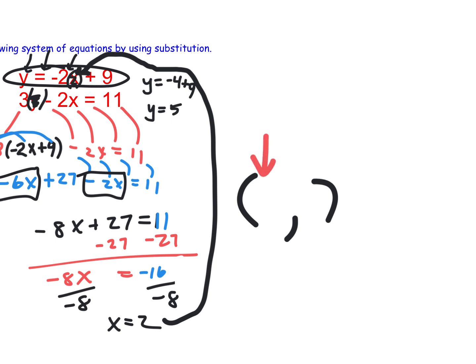What goes first in a point? X. Now what goes second in the point? The y. 2 comma 5. Who had 2 comma 5 for us? Okay, good. That's solving a system by substitution.